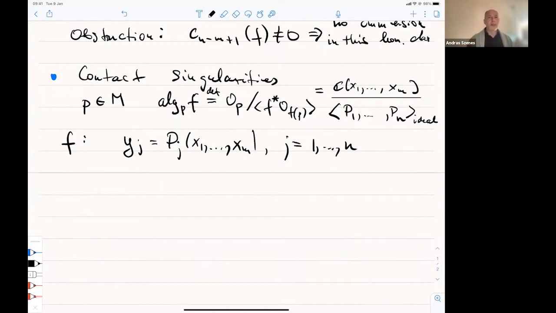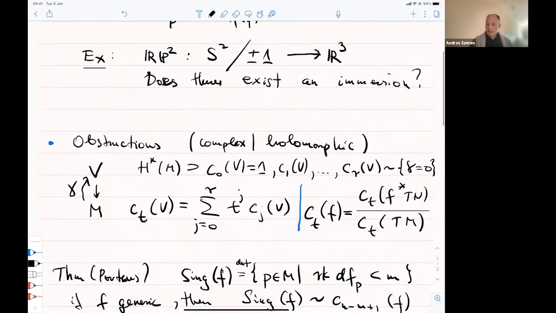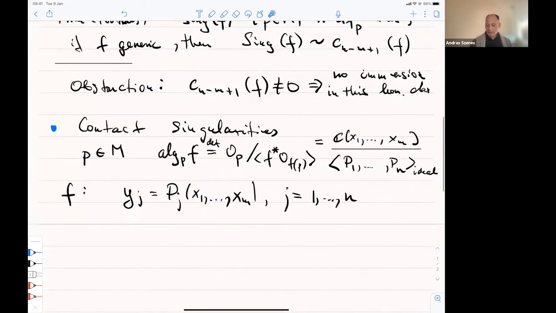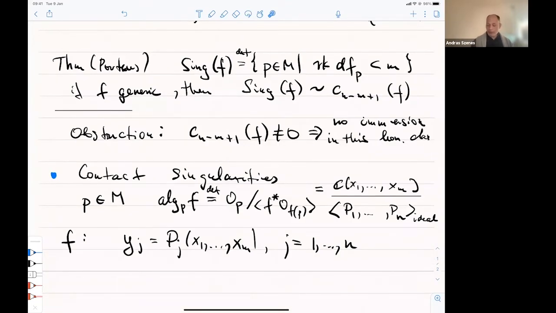It's a basic theorem that if near P we have an immersion, so by the implicit function theorem, if this dPF that I was talking about at the very beginning is in fact injective, then the algebra will be trivial. So every local function near the point P on M can be represented as an element of the ideal generated by these functions y1 up to yn.